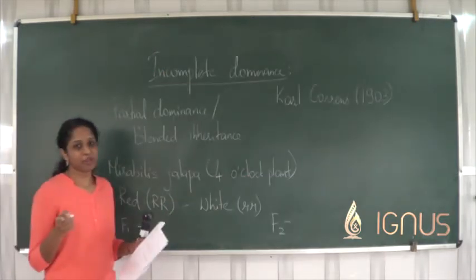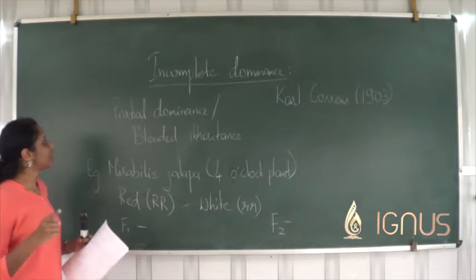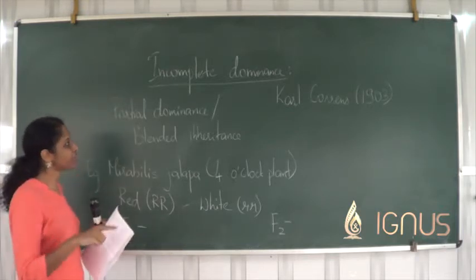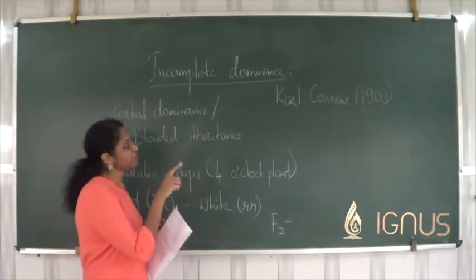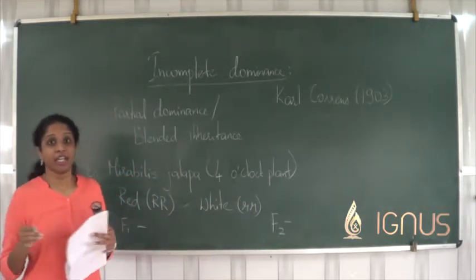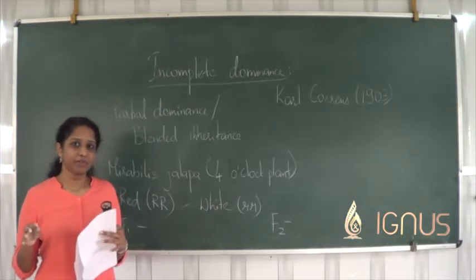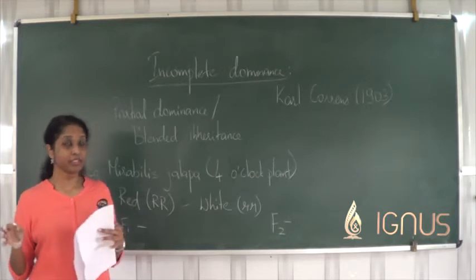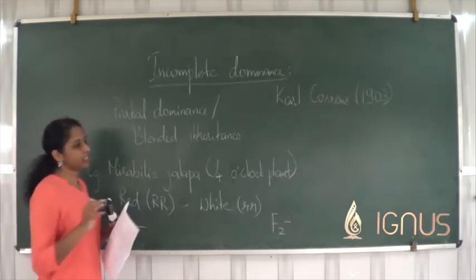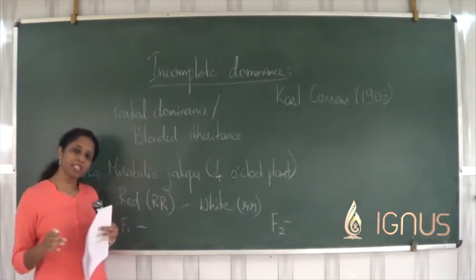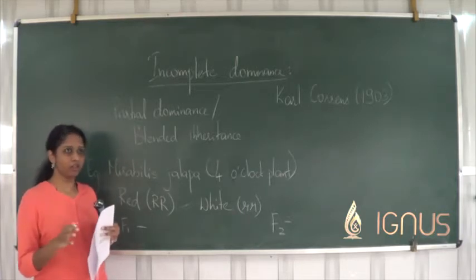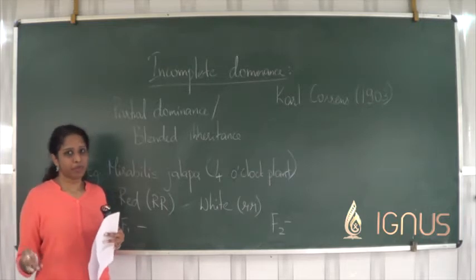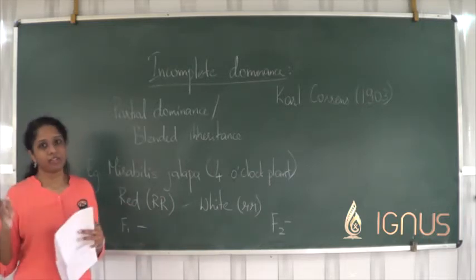So the next thing we'll be talking about is incomplete dominance. Incomplete dominance is also known as partial dominance or blended inheritance, and it was something that was proposed by Carl Correns in 1903. Now, incomplete dominance is very different from Mendelian genetics because it's going to say that there is no dominant and recessive gene. Okay. The thing with incomplete dominance is that the dominant gene, or actually one of the alleles of the allelic pair, is not going to express properly. And more times than not, it's the dominant gene.